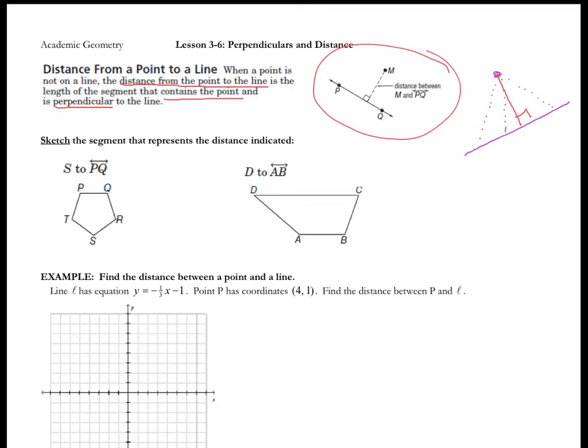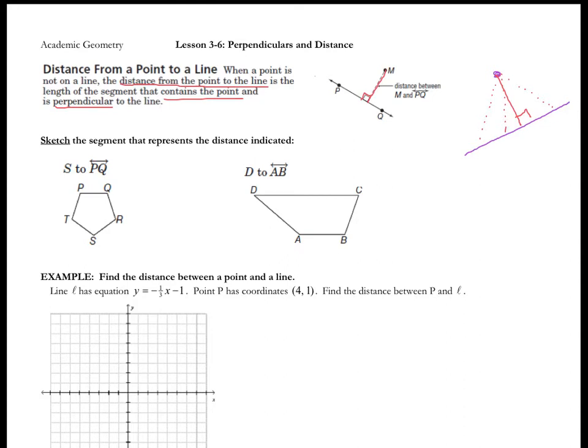It says given point M and segment PQ, the distance is shown there to be the perpendicular distance from M to segment PQ. So the next problem says sketch the segment that represents the distance indicated. So from point S to line PQ.